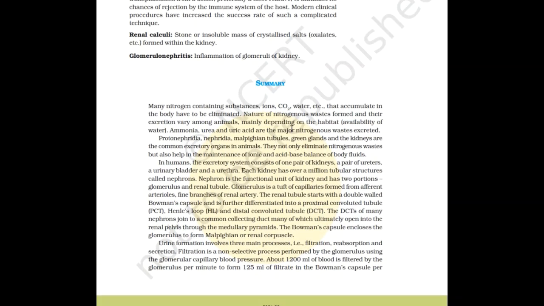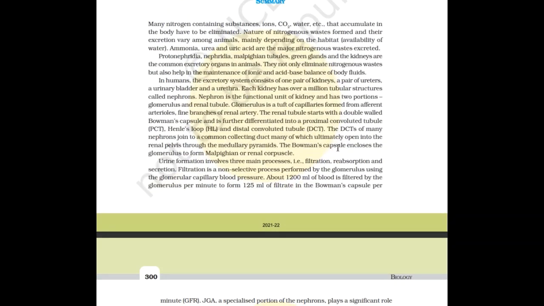Many nitrogen containing substances like ions, CO2, water, etc. that accumulate in the body have to be eliminated. Nature of nitrogenous waste formed and their excretion vary among animals, mainly depending on the habitat and availability of water. Ammonia, urea, and uric acid are the major nitrogenous wastes excreted. Protonephridia, nephridia, Malpighian tubules, green glands, and the kidney are the common excretory organs in animals. They not only eliminate nitrogenous waste but also help in maintenance of ionic and acid-base balance of the body fluids.